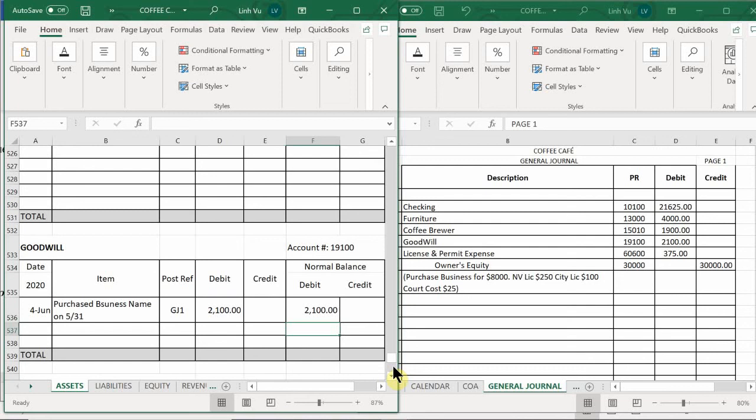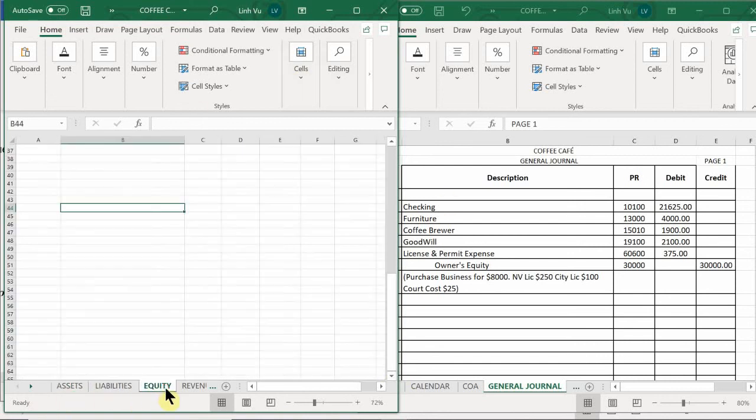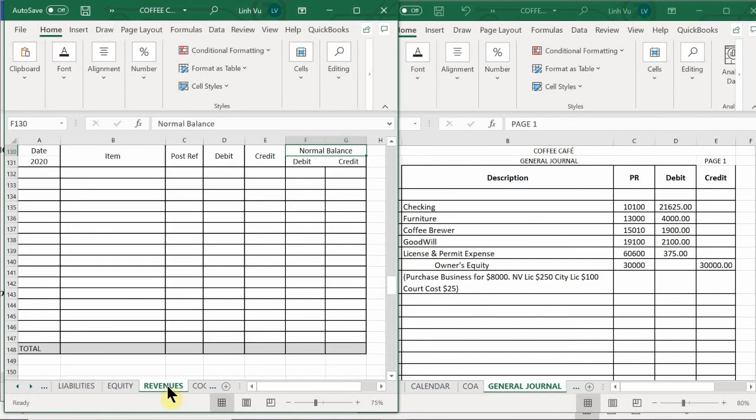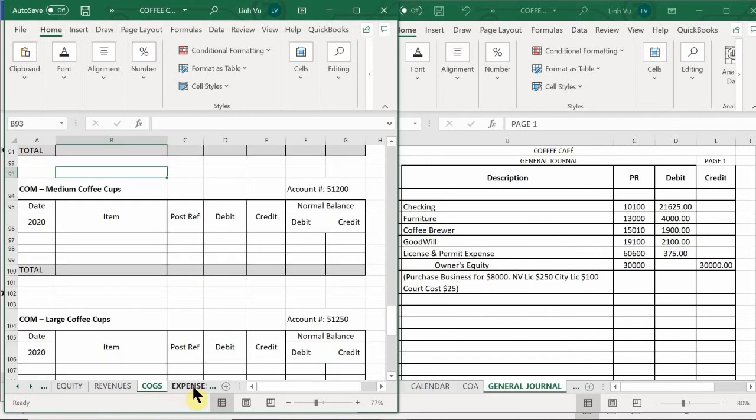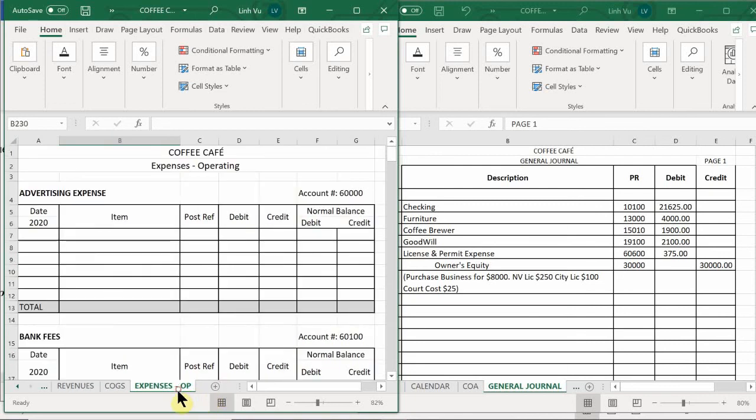License and permit expense. So we know that this is an expense, because it has the word expense in it. So I'm going to go down to my bottom here and locate my expenses. I have it under operating expenses. Now for you, if you're using the Word document, it's going to be the very last couple pages in your ledger.